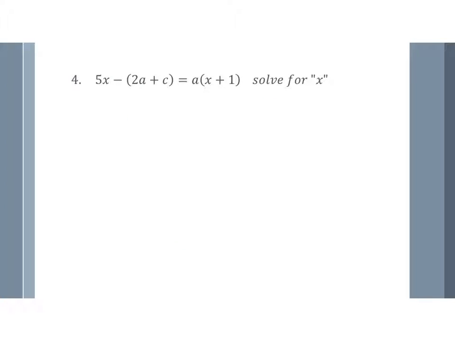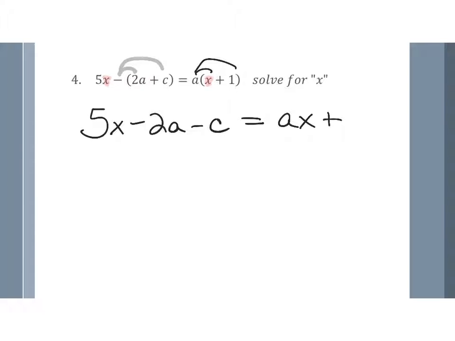They want me to solve for x. So I have an x right here at the beginning with the 5, and I've got an x over here in the parentheses. So I'm going to distribute. I'm going to distribute this subtraction sign or this negative sign. So I'm going to end up with 5x minus 2a minus c. Then I'm going to distribute the a, ax plus a. Now, I've got an x right here and an x right here.